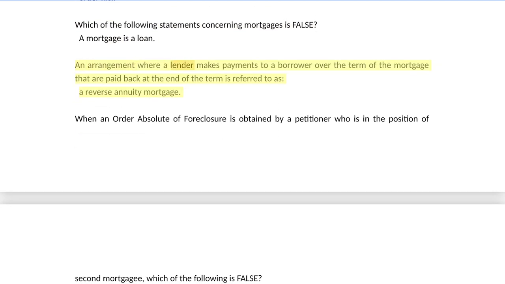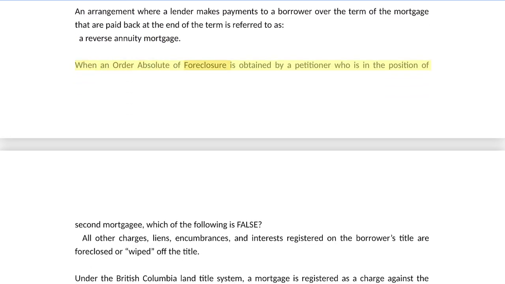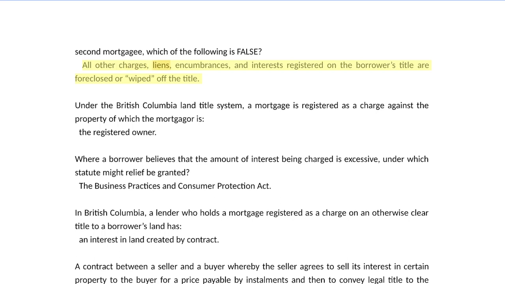An arrangement where a lender makes payments to a borrower over the term of the mortgage that are paid back at the end of the term is referred to as a reverse annuity mortgage. When an order absolute of foreclosure is obtained by a petitioner who is in the position of second mortgagee, which of the following is false? All other charges, liens, encumbrances, and interests registered on the borrower's title are foreclosed or wiped off the title.